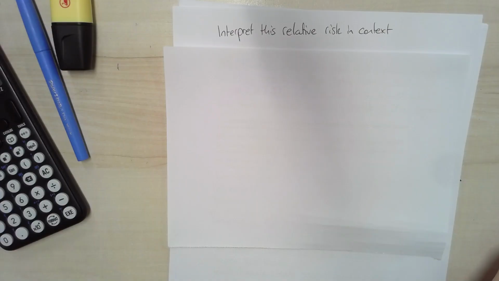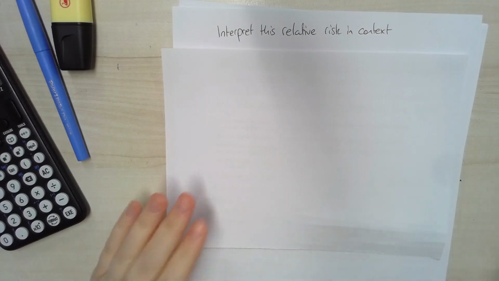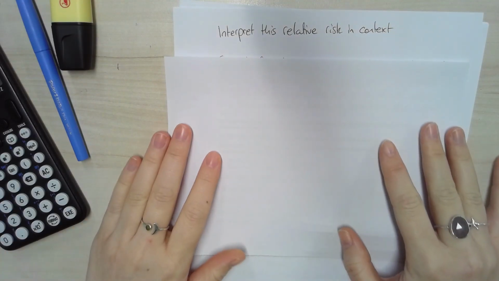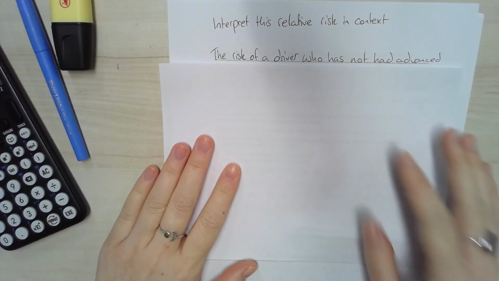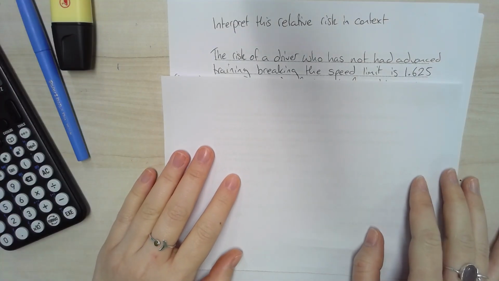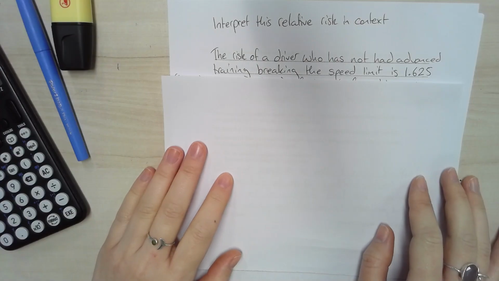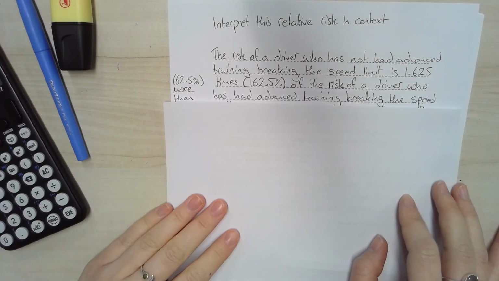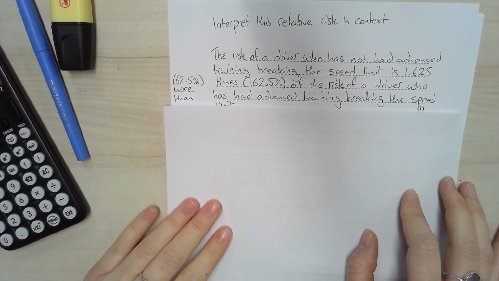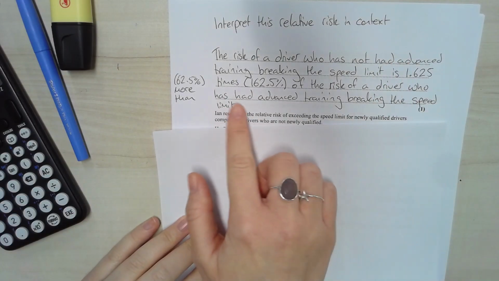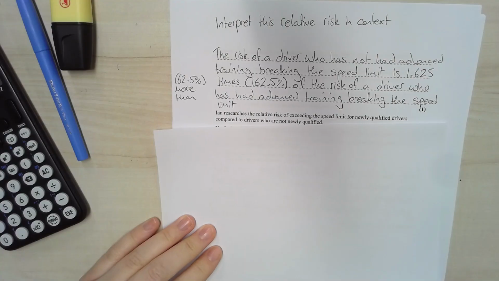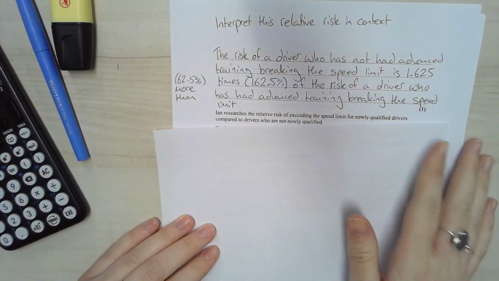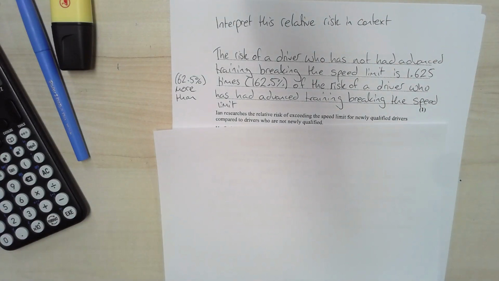So part C II was interpret this relative risk in context. What we needed to have said here is that the risk of a driver who has not had advanced training breaking the speed limit is 1.625 or 162.5% of the risk of a driver who has had advanced training breaking the speed limit. If you didn't want to say it was 162.5% of the risk, you could have said that it was 62.5% more than the risk, and that would have been okay.